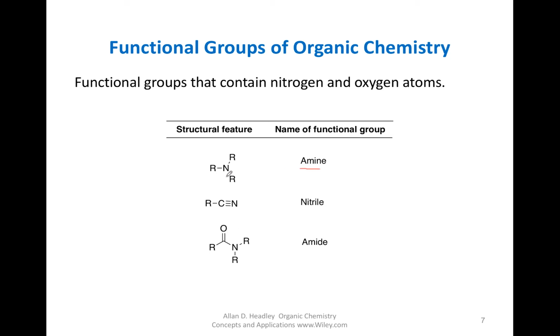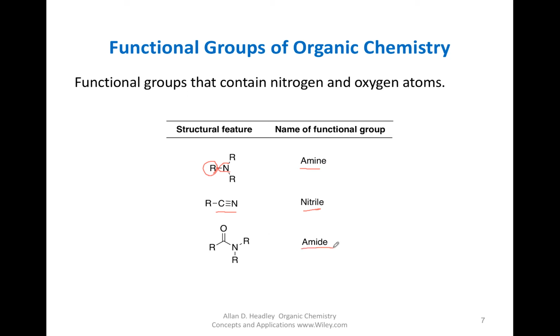An amine is a nitrogen that's bonded to alkyl groups or hydrogen. Notice if we have 3 hydrogens here, that's ammonia. So you need at least 1 alkyl group here for it to be considered an amine. Here's another group, nitrile: carbon, nitrogen, triple bond.